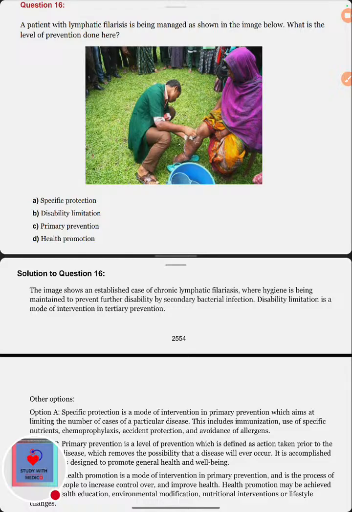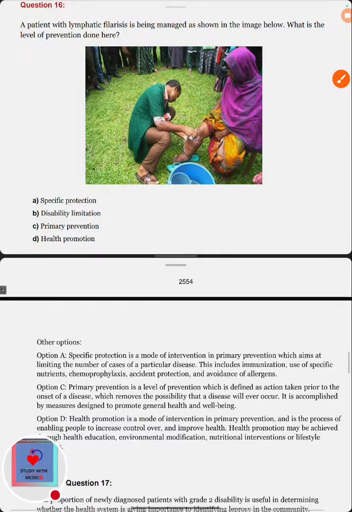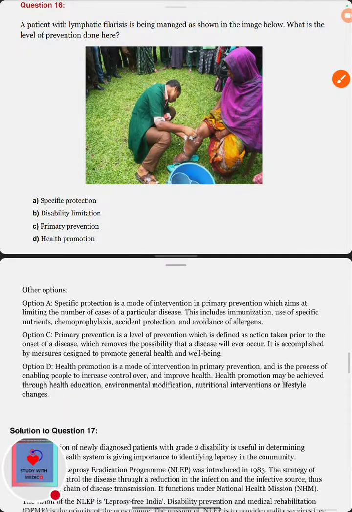So here, hygiene: he's washing, I think the bucket is there and he's washing. Then further disability, the secondary vital. So this is disability limitation, because here you can already see some lymphadenitis. So this one leg is there. So disability limitation is a mode of intervention here.